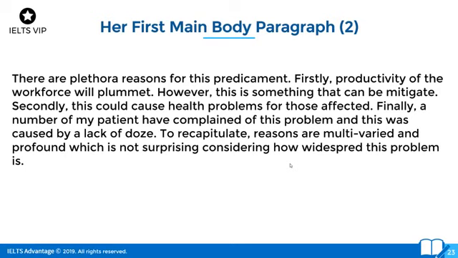Let's have a look at our second main body paragraph. There are a plethora of reasons for this predicament. Again, what was she doing there? She was trying to impress the examiner with the words plethora and predicament, like in the previous one, myriad and all of these words. Like, it's not really impressing anybody if you're not actually doing the most important thing, which is answering the question.